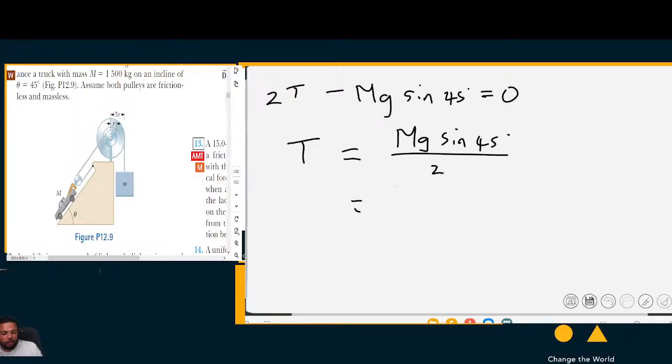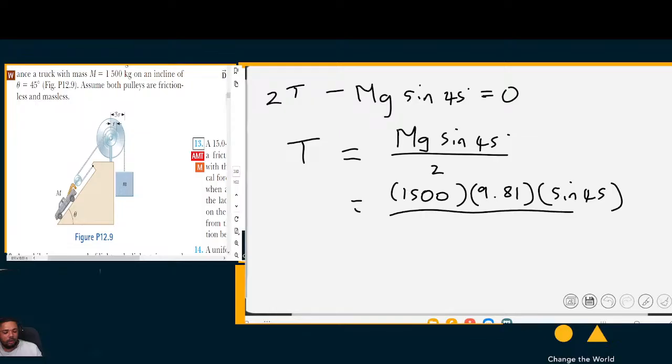If I plug in everything, the mass of the truck is 1500, gravitation is 9.81, and then the sine of 45, all over 2, gives me a tension of 530 newtons. So the tension in that rope holding the truck stable is 530 newtons.